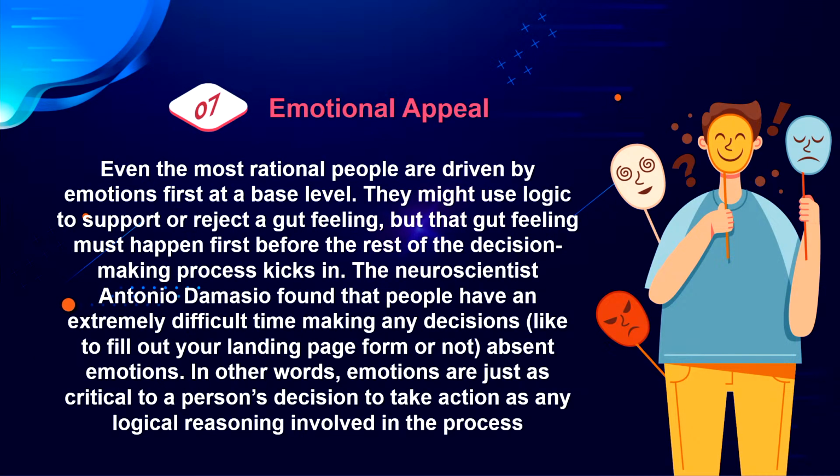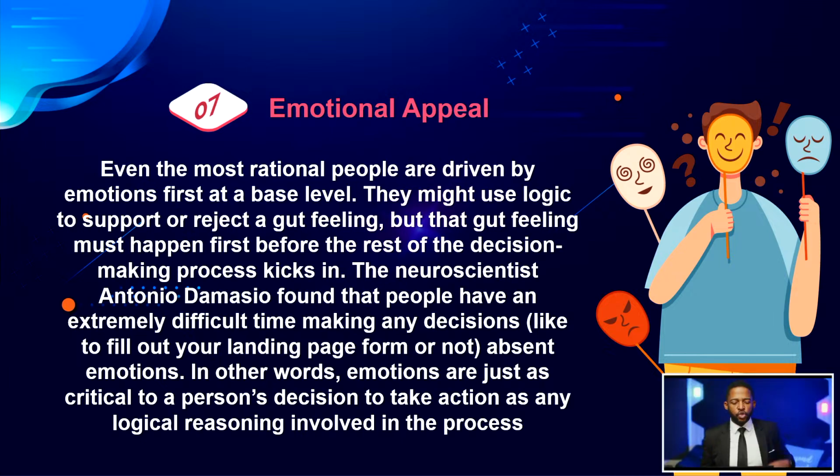And this one is key. Number 7, we'll have one more after this. Number 7, emotional appeal. Now, most people may not think about an emotional appeal when they think about their website. Even the most rational people are driven by emotions first at base level.